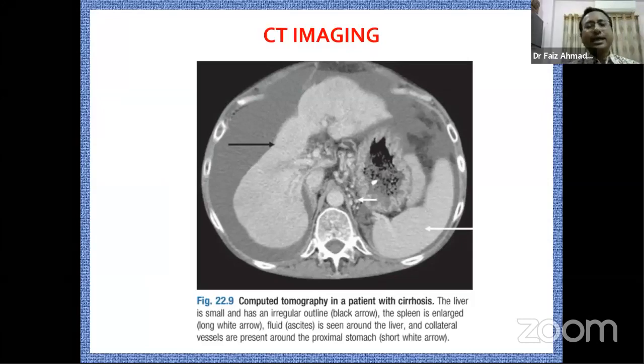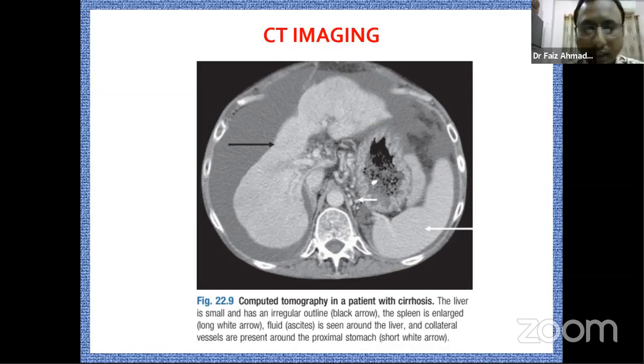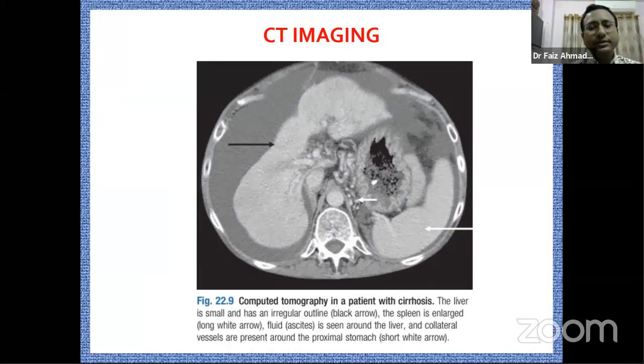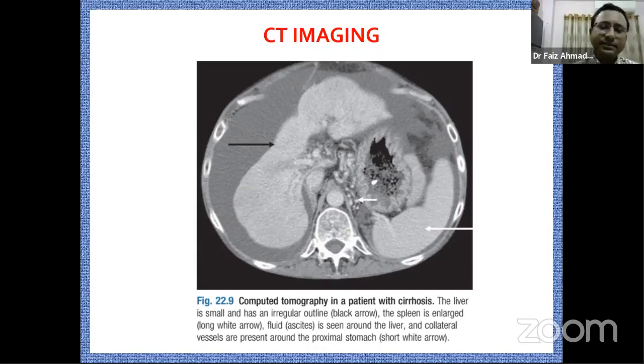CT scan of the hepatobiliary system is a very important diagnostic tool of cirrhosis of liver. Sometimes when we cannot confidently diagnose cirrhosis by other tools, we take help of CT imaging. So here you can see that the total size of the liver has been grossly reduced. The margin is irregular in CT imaging, but also there is hypodense fluid around the liver, that is ascites. Spleen is also enlarged. So many characteristic features of cirrhosis are seen in this CT imaging.